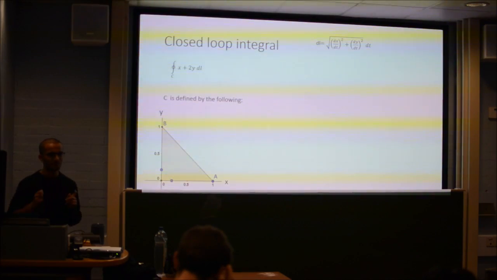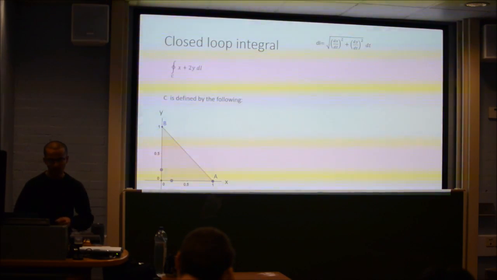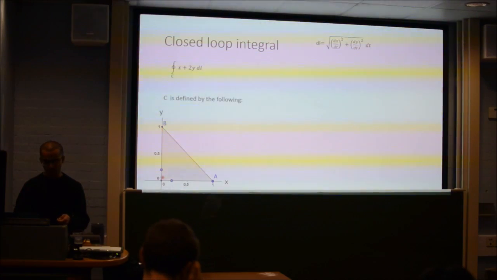Okay, so now I'm going to go over an example. This time I'm going to go over a closed loop integral. If you remember, we had the definition over here. We're integrating this function x plus 2y dl, where our curve C that we're trying to integrate over is defined by this little triangle here, just by this point and this point.